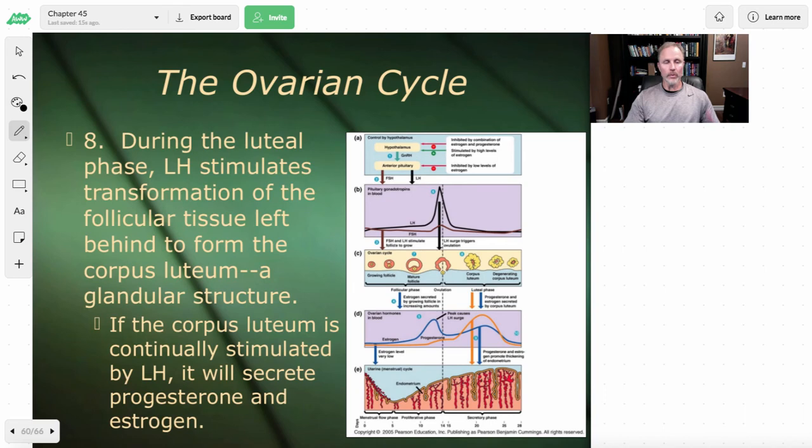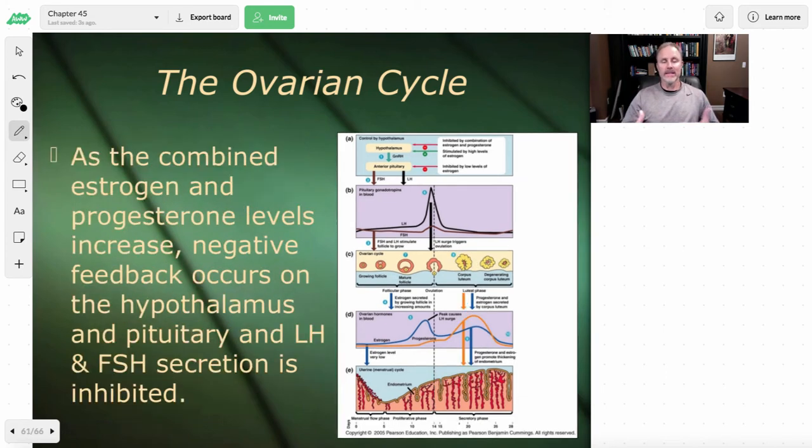Okay, so during this luteal phase now, this LH is going to stimulate the formation of that follicular tissue into what's known as the corpus luteum, or a yellow body. So if we look here, you can see this corpus luteum, this glandular type of structure, and it's going to continually be stimulated by this luteinizing hormone, and it's going to continue to release estrogen and progesterone. And you can see this estrogen and progesterone here that are being released. They're having an effect on the uterine lining down here, causing it to further thicken and get ready for implantation of an egg if it should get fertilized.